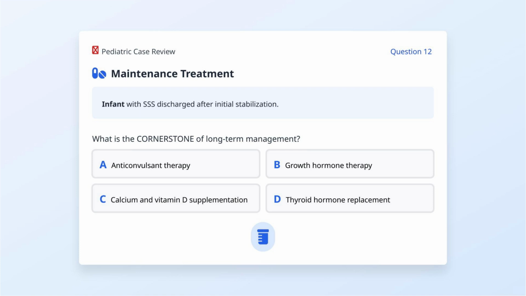Pediatric case review continues. An infant with Sanjad-Sakati syndrome is discharged after initial stabilization. What is the cornerstone of long-term management? Option A, anticonvulsant therapy. Option B, growth hormone therapy. Option C, calcium and vitamin D supplementation. Option D, thyroid hormone replacement. Consider the primary pathophysiologic defect.